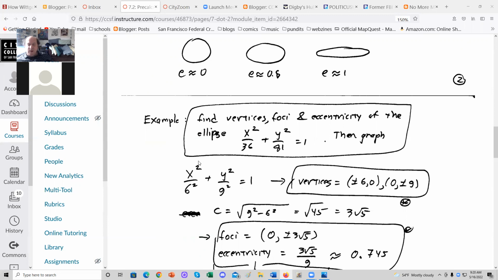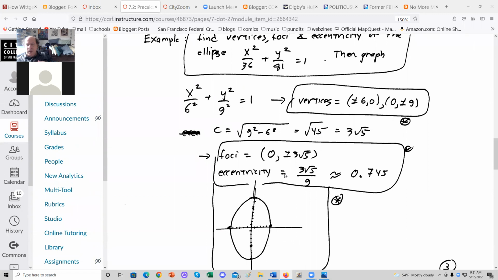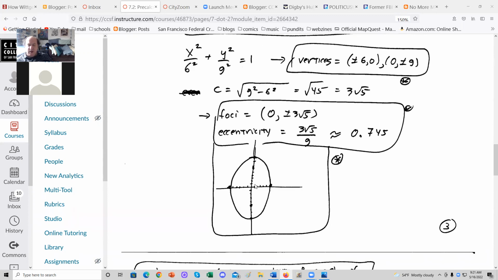That means the vertices on the x-axis are plus or minus 6 by 0, and the vertices on the y-axis are 0 by plus or minus 9. Then we take the bigger squared minus the lesser squared, square root. c is the root of 9 squared minus 6 squared, that's root 45, 3 root 5. So those are the foci, at 0 by plus or minus 3 root 5. The vertices are plus or minus 6 by 0, 0 by plus or minus 9. So it's looking something like this. The eccentricity is 3 root 5 divided by 9, which is about 0.745. So that has an eccentricity of about 74.5%.